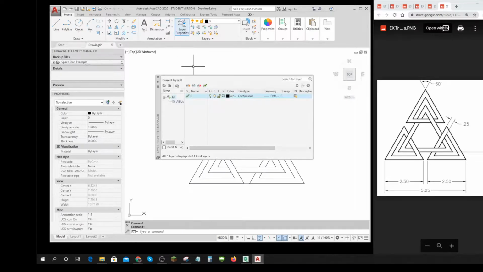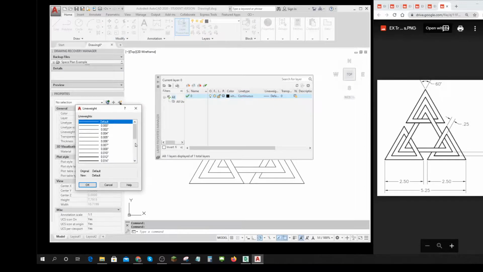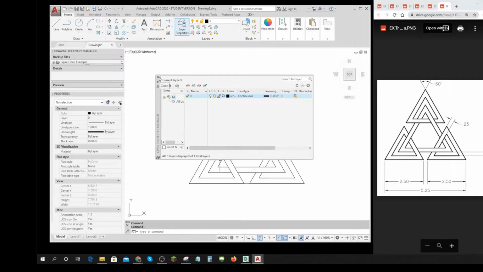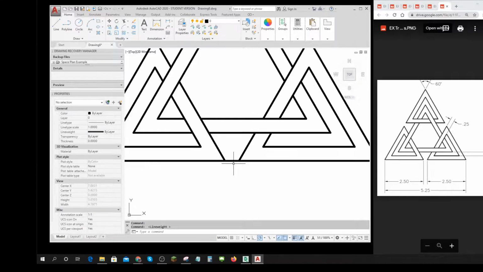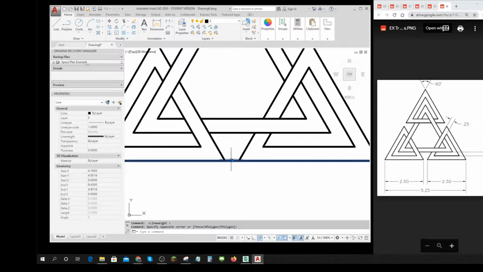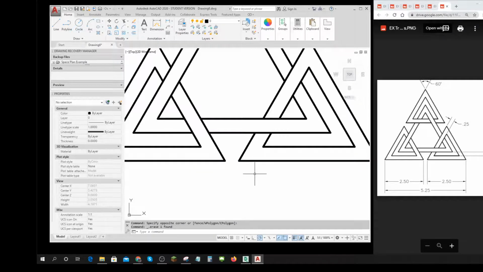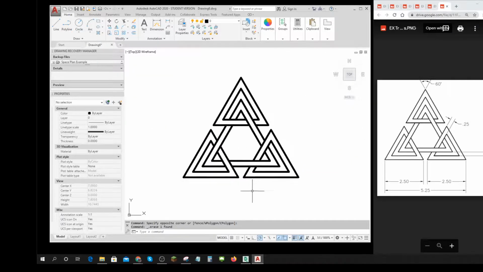And I'll do the same thing with those layers again. Oh, and I'm glad I did that because it made me realize that I forgot to get rid of that thing. There we go.